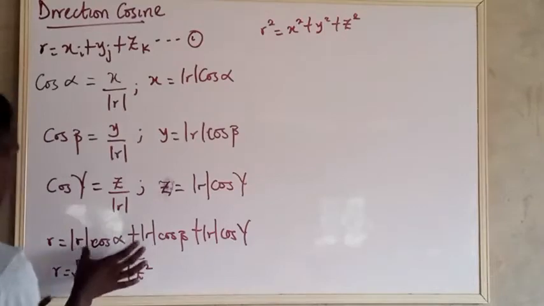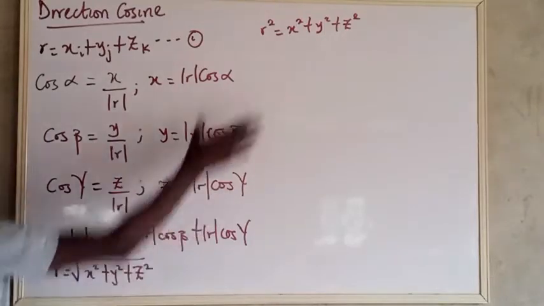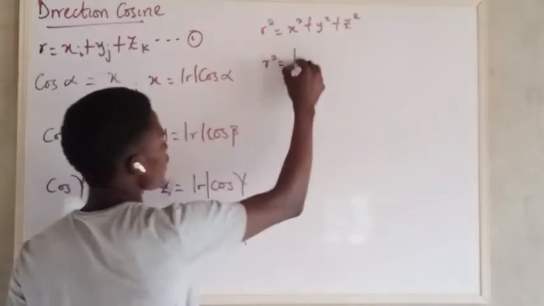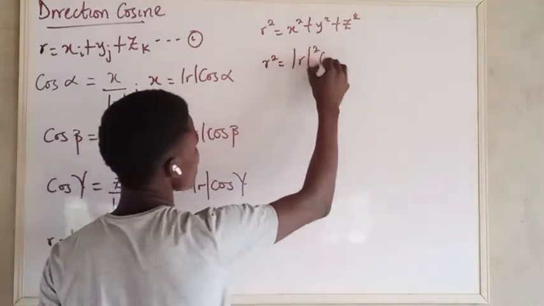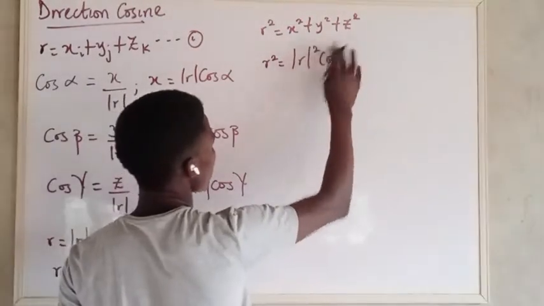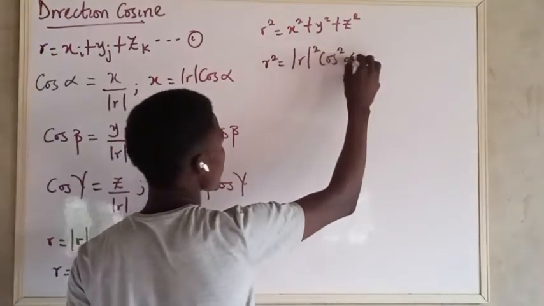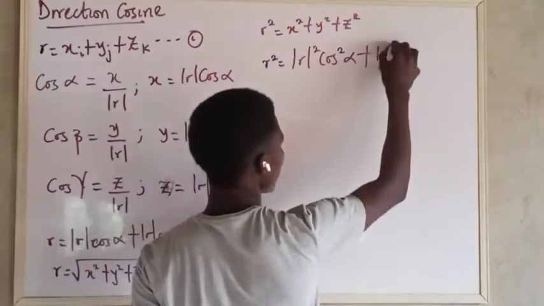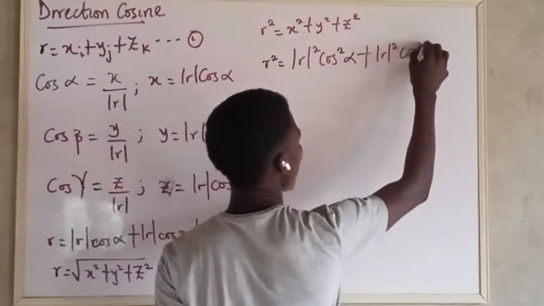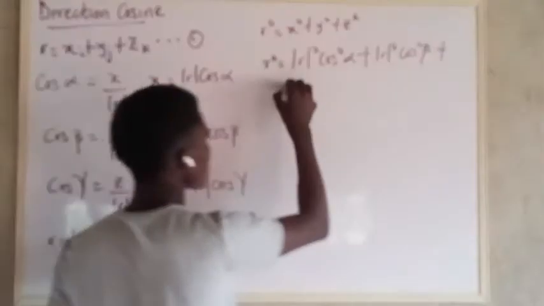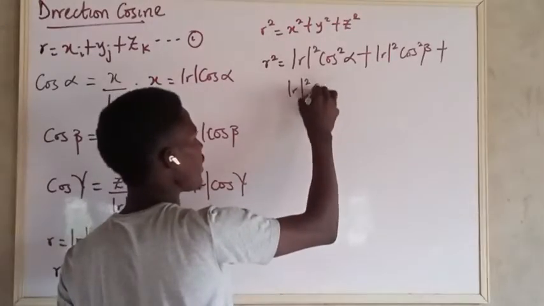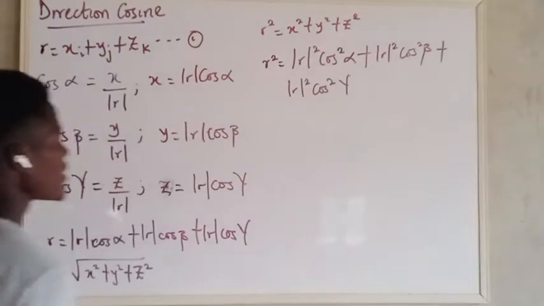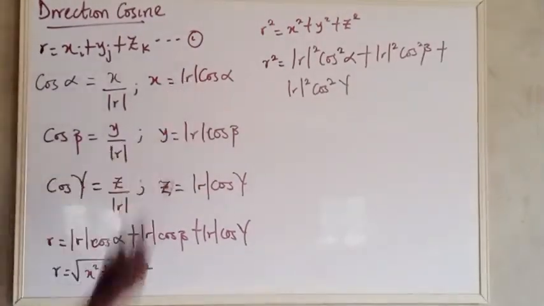Alright, I can also say this in this term. So after this, if I substitute all this, I'm going to have r squared equals magnitude squared of cos square alpha plus magnitude squared of cos square beta plus magnitude squared of cos square gamma. Alright, this is what I am going to have.